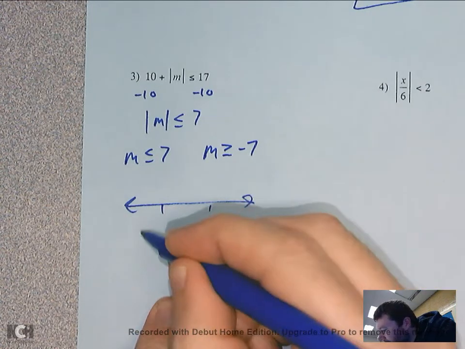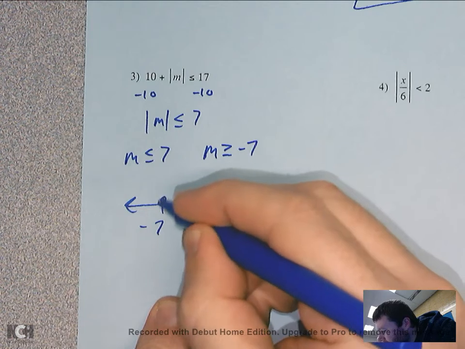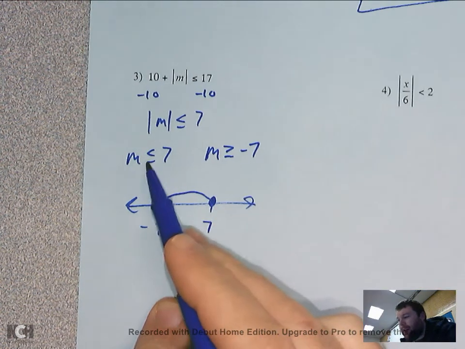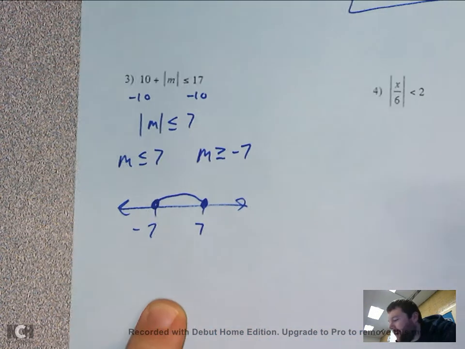-7 comes first. They'd both be closed circles, and they're going to meet in the middle. It's less than 7, and it's greater than negative 7.